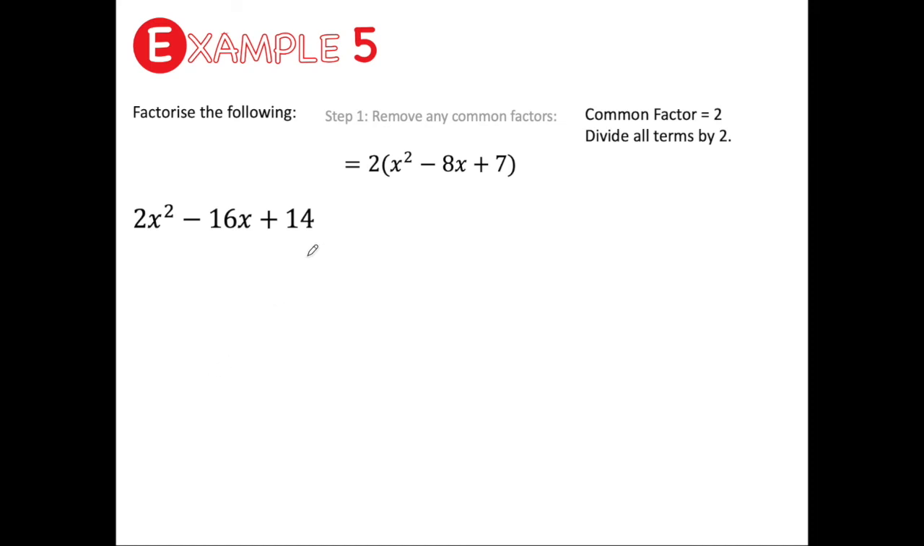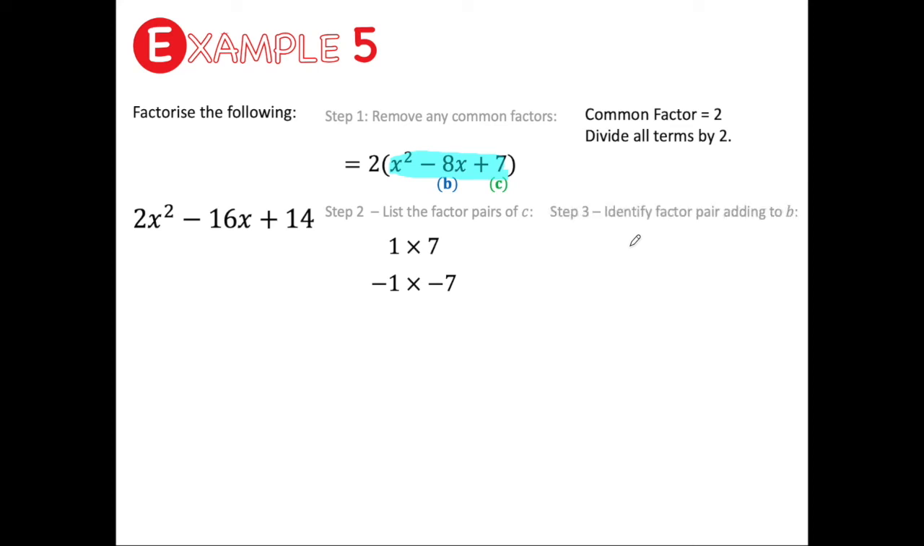So now I've got x squared minus 8x plus 7 as a term that I can go ahead and factorize. So ignoring the 2 outside of the set of brackets for the moment and focusing on the term inside the brackets, and that is going to be x squared minus 8x plus 7. So my B value is going to be negative 8, and my C value is going to be 7. So having a look at the factor pairs for positive 7, it is going to be 1 times 7 and negative 1 times negative 7.